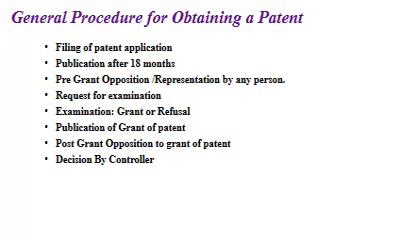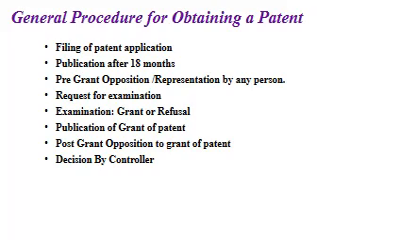So, the general procedure for obtaining a patent. First, we need to file the patent application. After publication at 18 months, the office shows whether any pre-grant opposition is available. Then the request for examination by the inventor. Then the examination, grant or revision. Then publication of the grant after getting the patent.